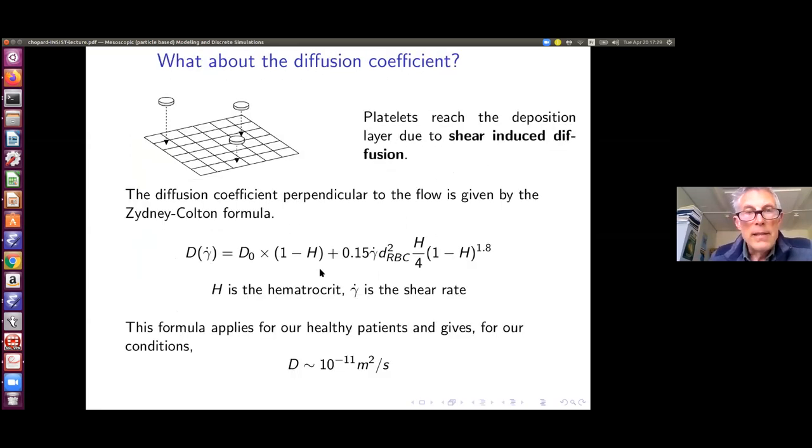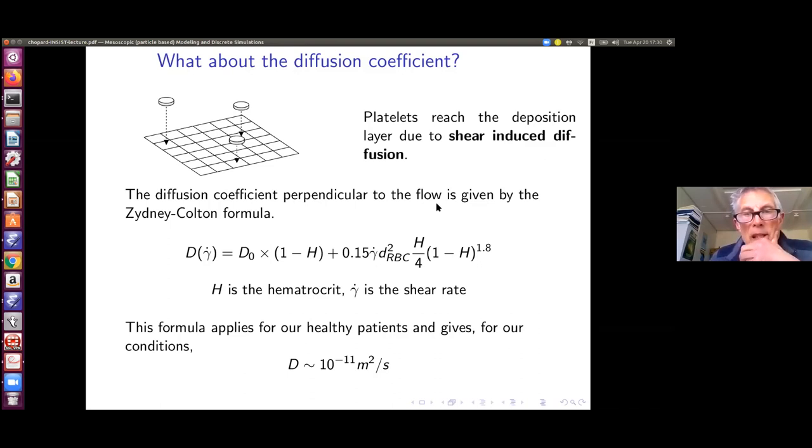The thing is that there's a problem. This is this diffusion coefficient. Again, it's the flow of platelets to this deposition layer. And this is due to a mechanism known as shear-induced diffusion: the presence of red blood cells is pushing the platelets towards the wall.